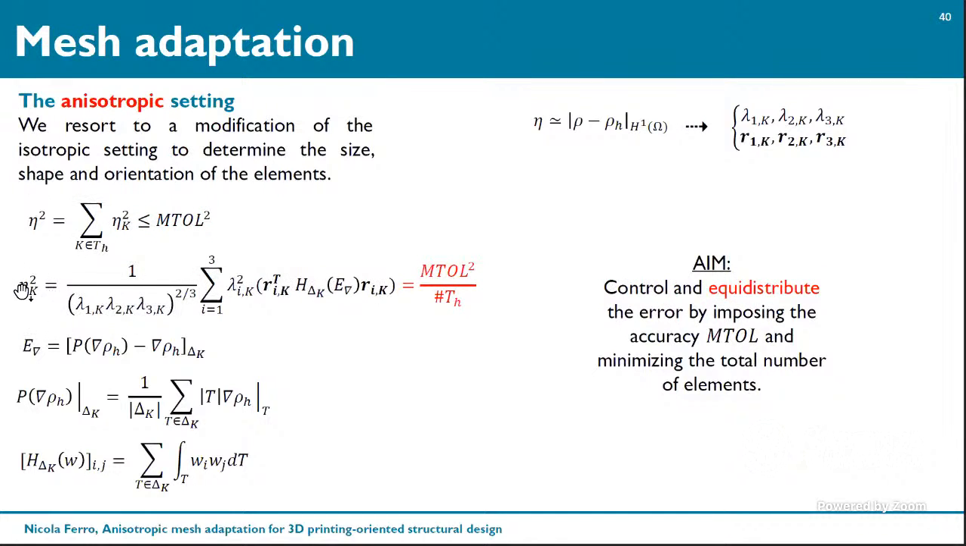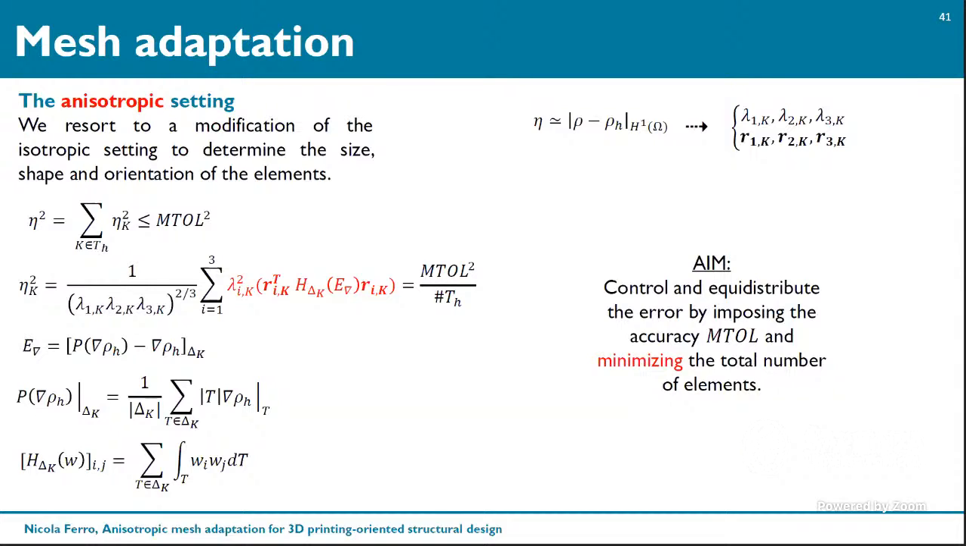So we impose that the local contribution eta k should be equal to the tolerance divided by the mesh cardinality, so each element can contribute in the same way in the error estimation. And finally, we want to minimize the total number of elements in order to limit the mesh cardinality. To do that, we want to maximize the size of the element. So the minimization of the mesh cardinality is equivalent to the maximization of the area or the volume of each new mesh element that we are designing.